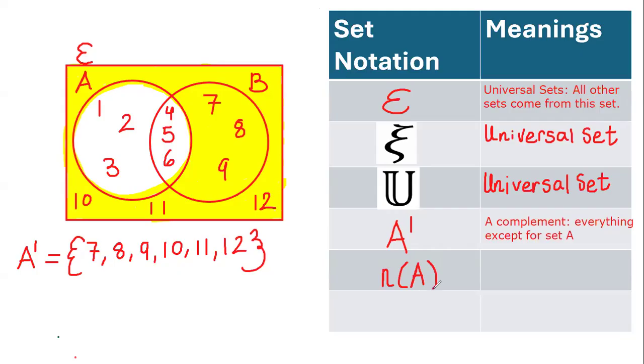The number of elements in A. What does this mean? The number of elements in A. Say it again. The number of elements. Very good. The number of elements in A.